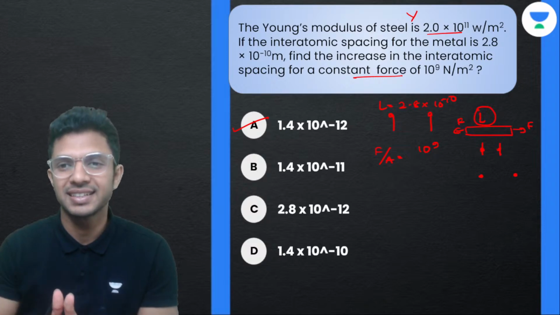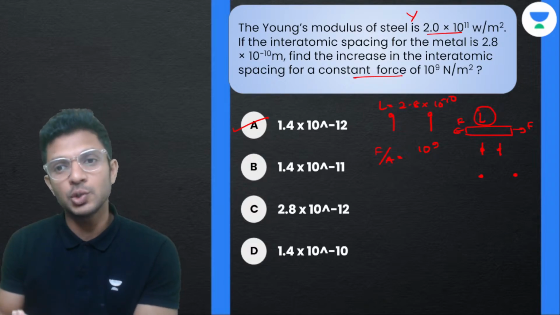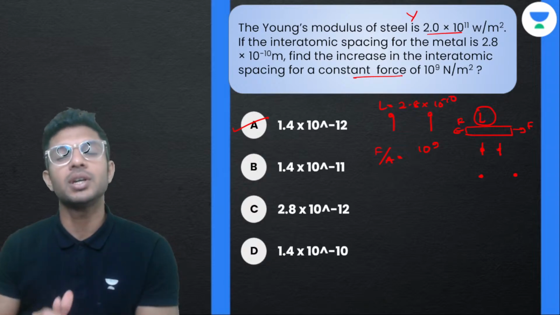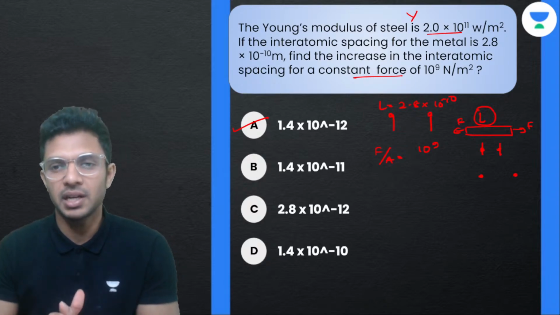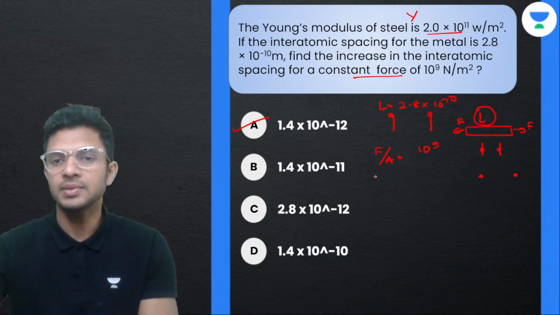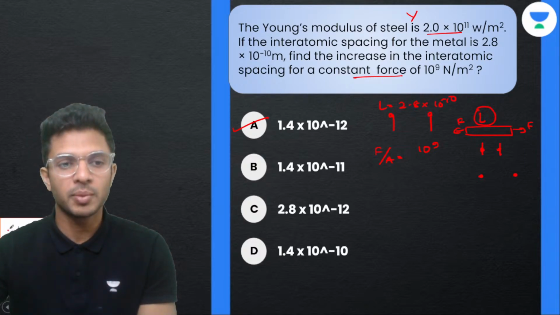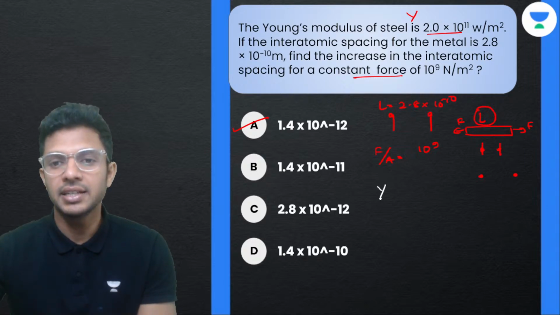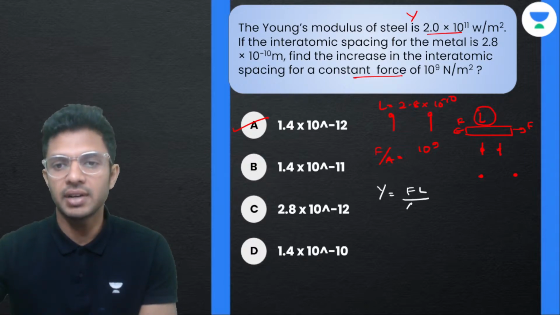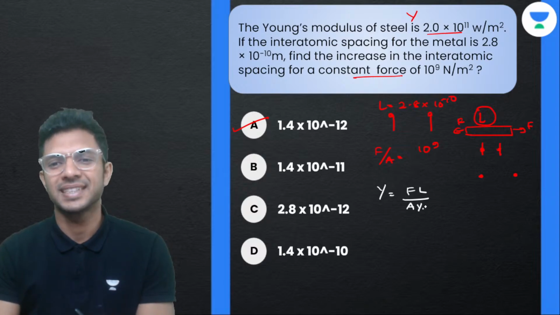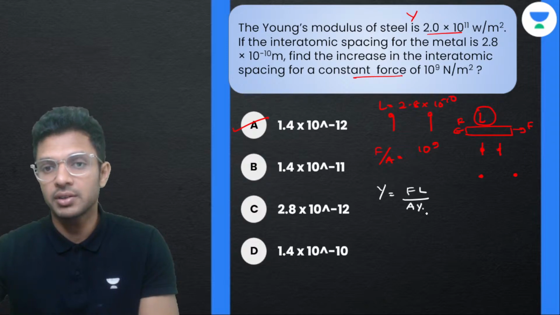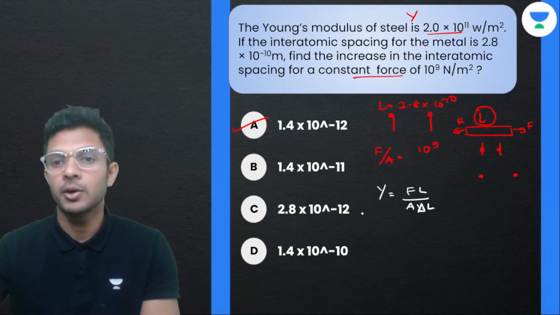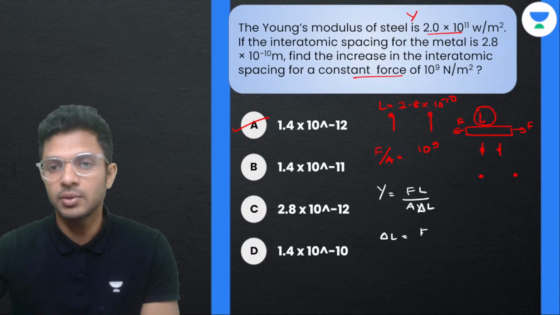No difference in that. So whatever equation you use to find the increase in length, the same equation can be used to find the increase in distance between the atoms when external forces are being applied. So what is the formula? Formula क्या है? Young's modulus is equal to FL divided by AΔL, isn't it? Yes. And rearranging this, what will we get? And what do we want to find out? Delta L. Delta L is equal to FL divided by AY.